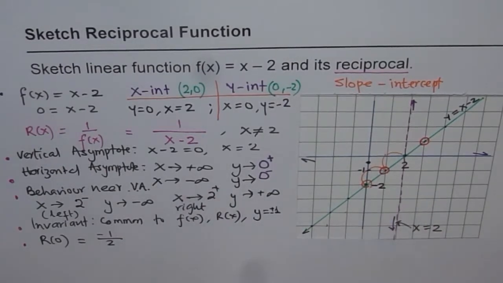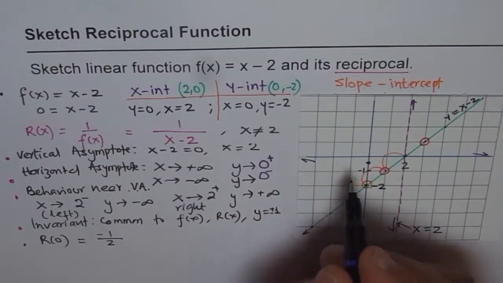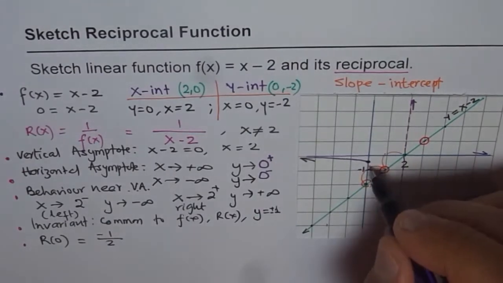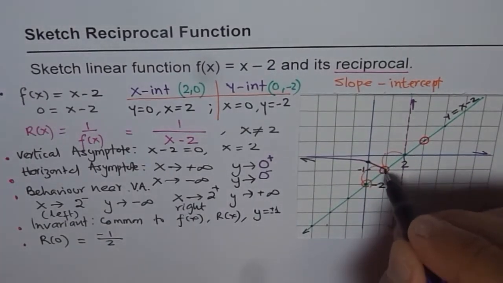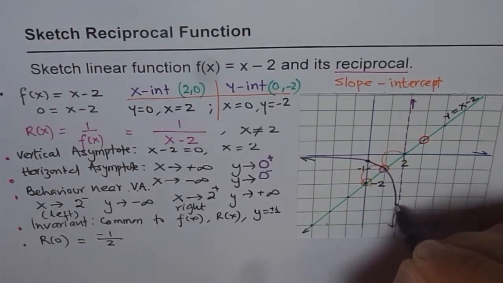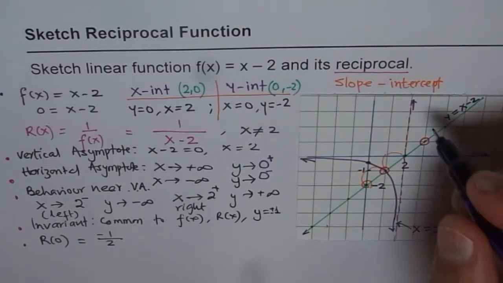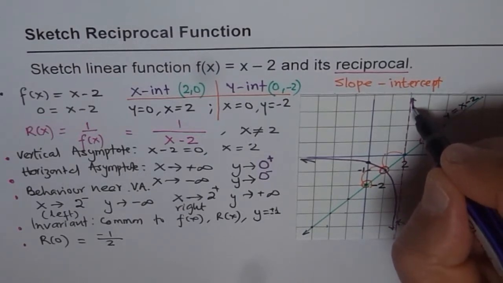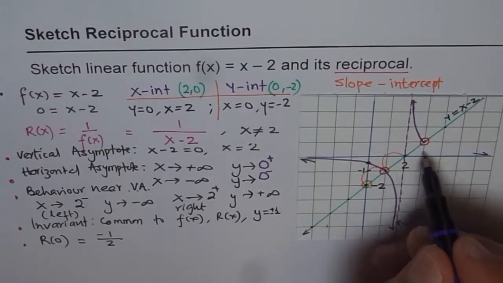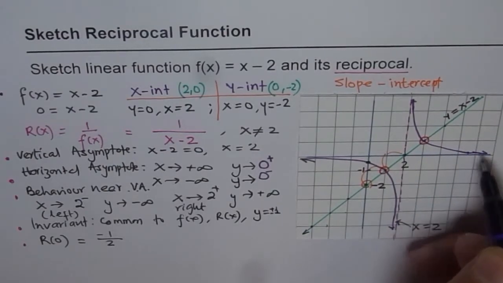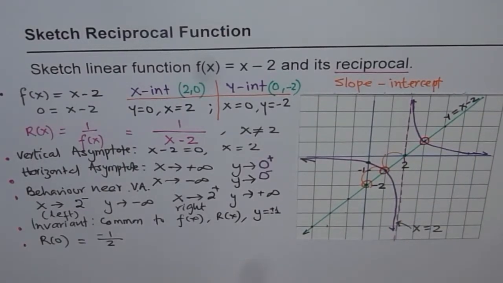Now with these points, we can always connect them and then draw the reciprocal function. So we know the behavior, so we can connect these points like this. We'll go through the invariant point and then towards negative infinity on the left side. On the right side of the curve, we can connect the same points going through the invariant points and then towards 0 from the positive side. So that gives us the reciprocal graph.